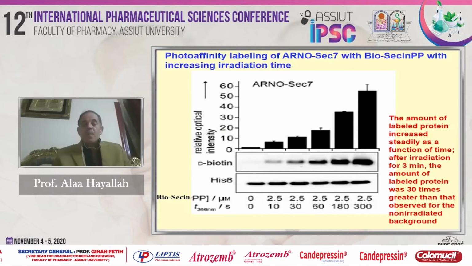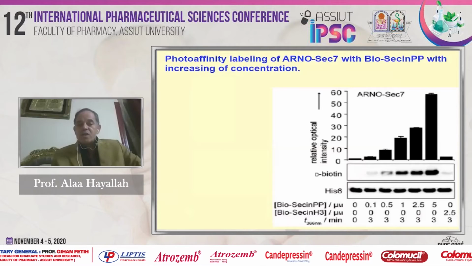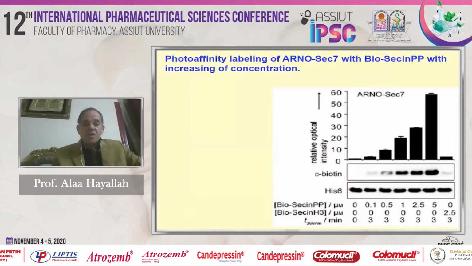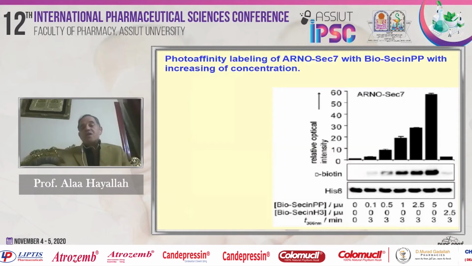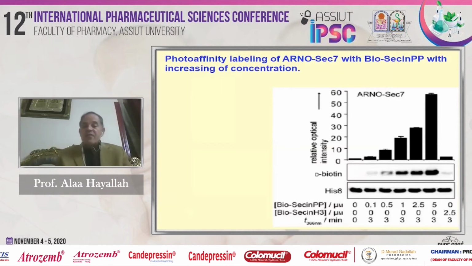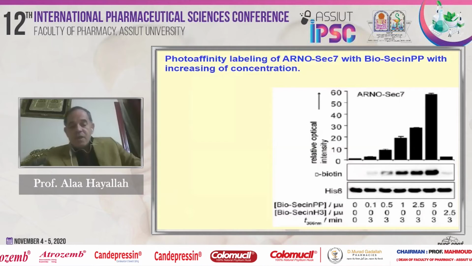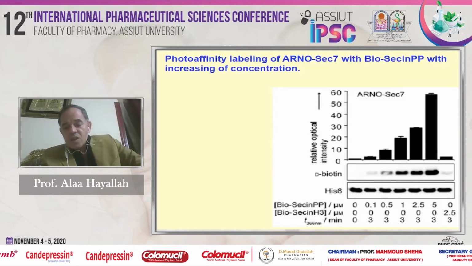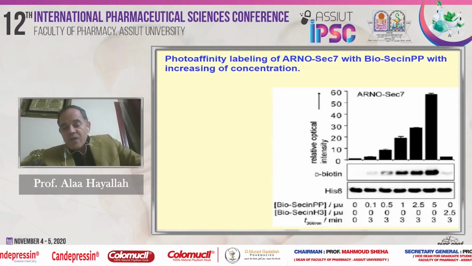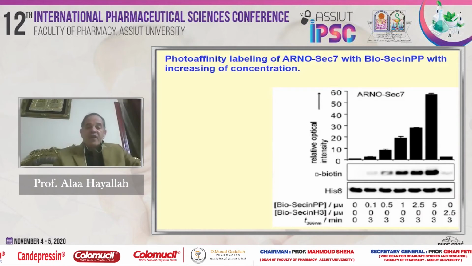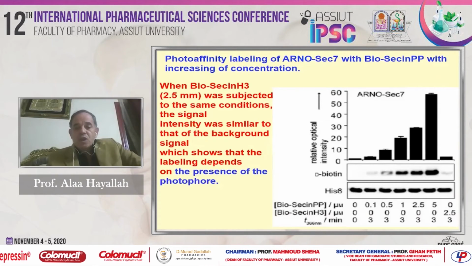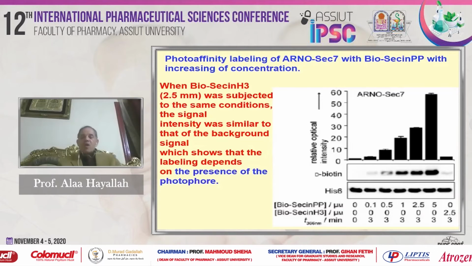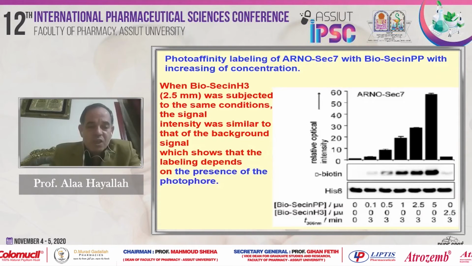After irradiation for 3 minutes, the amount of labeled protein was 30 times greater than that observed for the non-irradiated background, as you see. After that, the photoaffinity labeling of the ARNO Sec7 domain with biocysteine PP as a bifunctionalized labeling agent increased with the concentration. We studied the optimum time for irradiation, and we studied the effect of concentration of our reagent, starting from 0 till we reach 5 micromolar. And the labeled protein of the ARNO Sec7 domain to our reagent on biocysteine H3 2.5, and this is an important point, was subjected to the same condition.